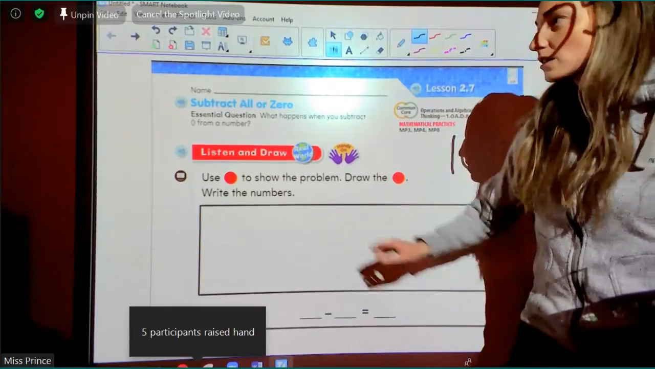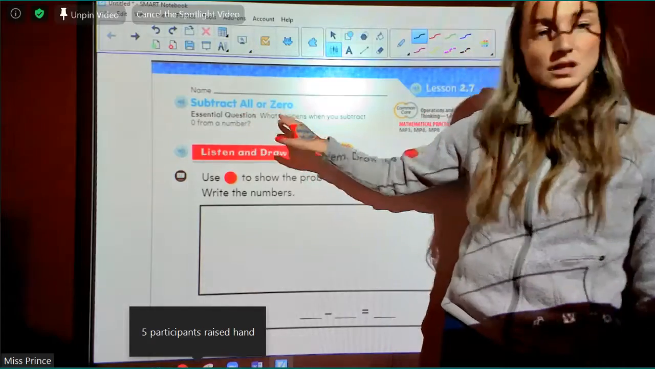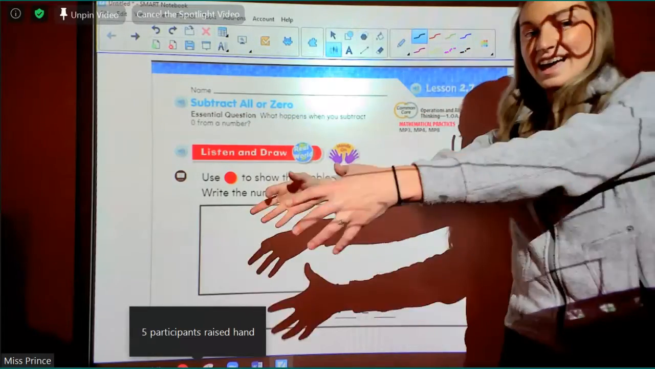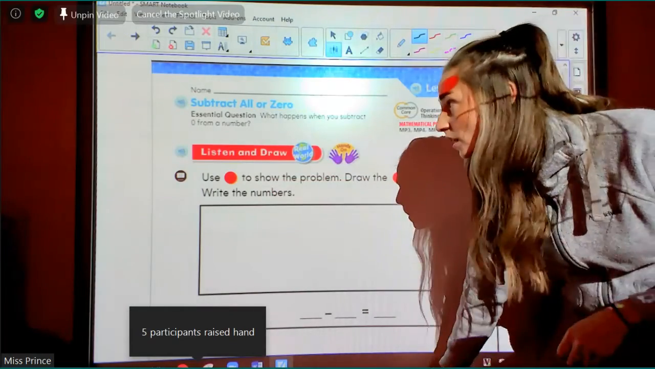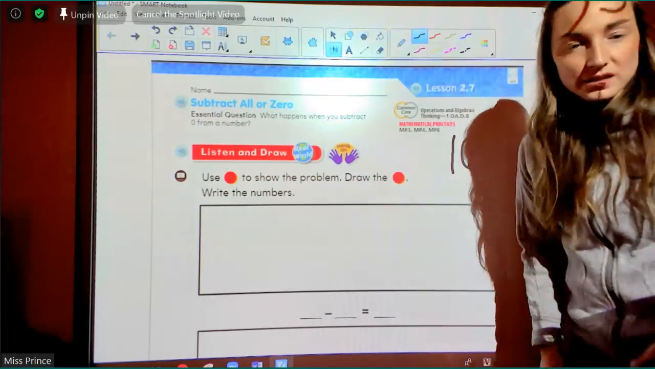And today we're talking about subtracting all or zero. So we're going to be looking at problems here that talk about taking everything away or taking none of it away. So, what happens when you subtract 0 from a number? That's the essential question.